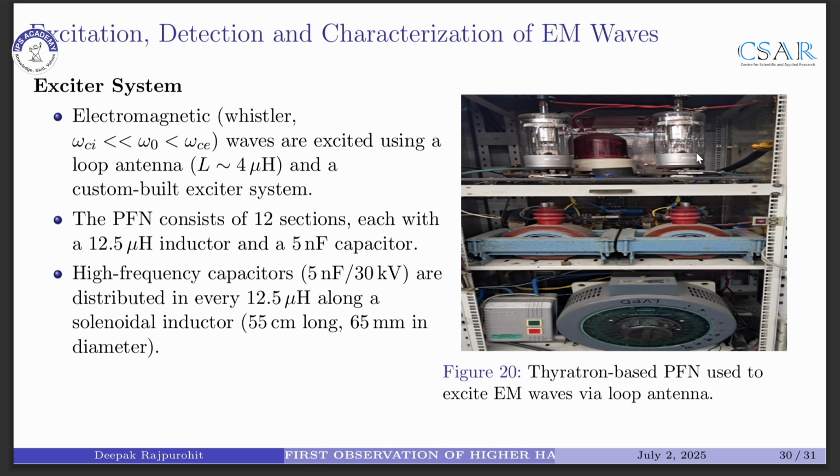This is the setup of our loop exciter. The power supply of the loop exciter is a PFN, a pulse forming network based, thyratron based power supply. With this we charge the loop antenna.